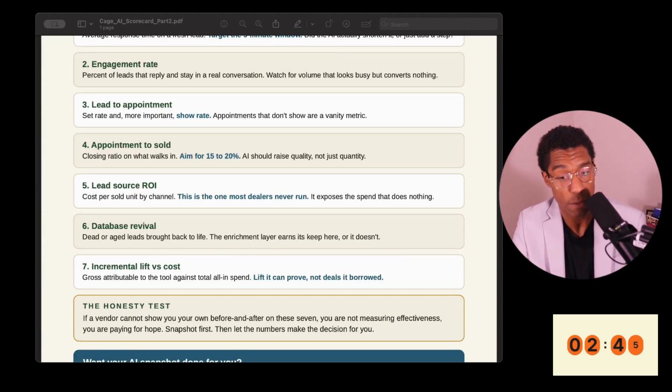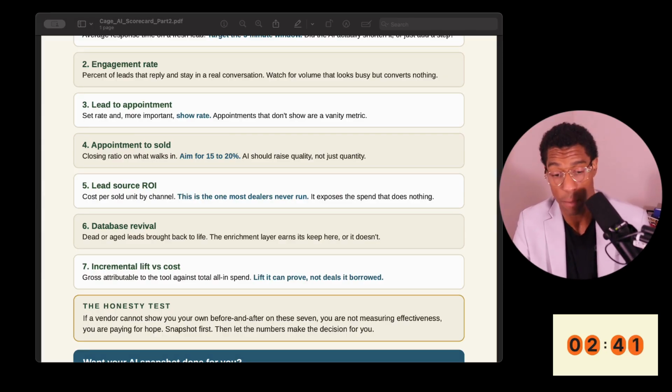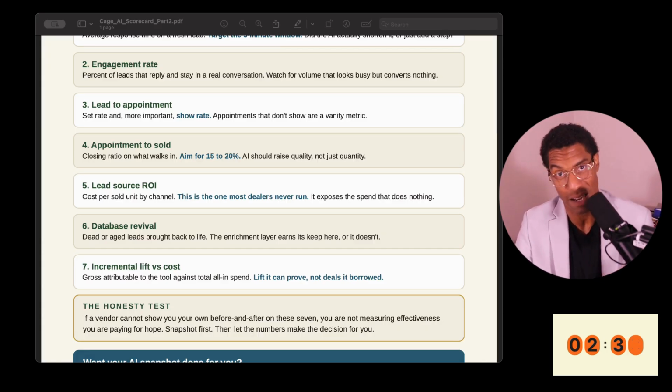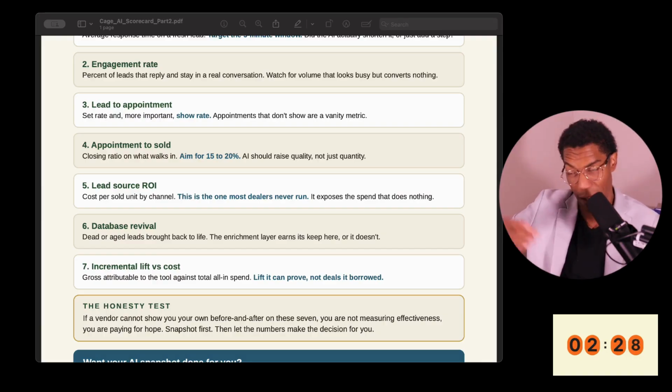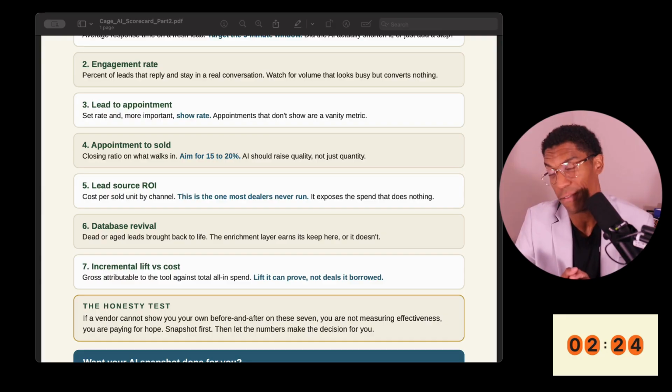Appointment to sold rate, right? Looking for 15 to 20%, right? For an AI, that's not too bad. But for a human, we want to get up there, right? We should be at that 30, 40% rate. But if you have an AI that can assist you and get that extra 15 to 20%, that means that they worked 100 customers, they actually influenced 15 to 20 appointments. Hey, could be good depending on the investment.